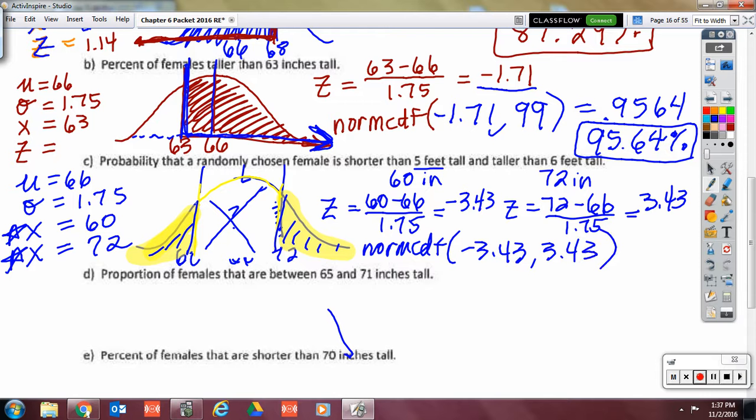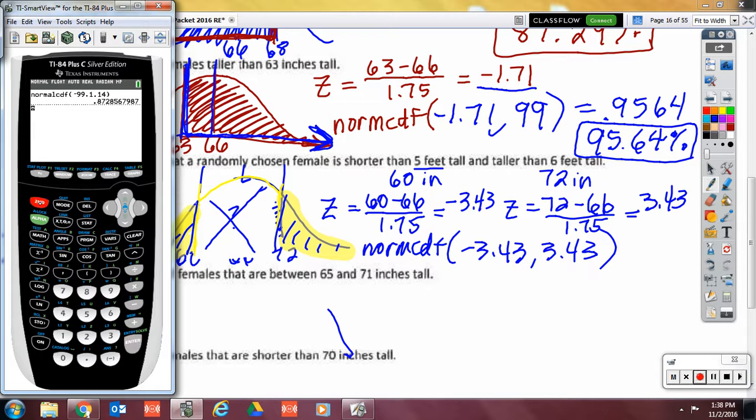Now, talk to me about how many standard deviations that is out. 3.43 down and 3.43 up. Isn't that like almost the whole entire normal curve? Yes. So that's important to notice, because watch what happens when I norm CDF that. From negative 3.43 to positive 3.43 is pretty much going to give me 100% of the data. See? 0.9994.